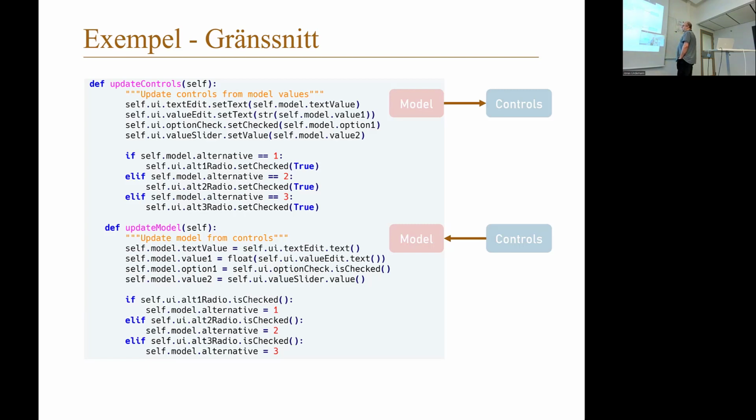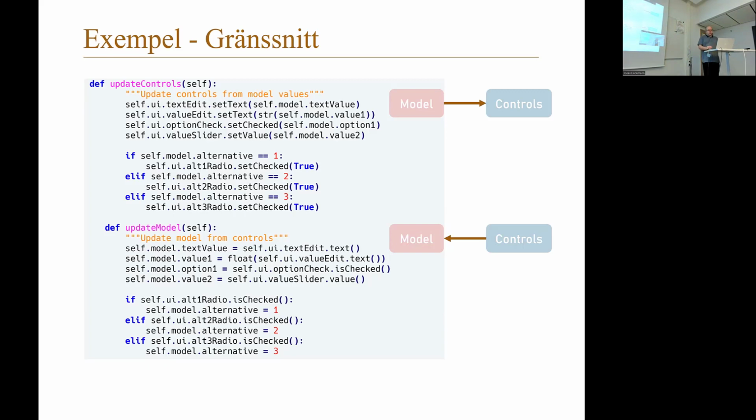Going the other way around, going from the controls to the model, self text value, I can just assign the text directly. When I go from string to the value here, I need to do a float here to convert the string to this one here. Option check here is checked. I can assign that directly. UI value, slider value, I can also assign that directly here. Then I have to query the different controls here to see which of them are checked, and I assign my model again the different values here.